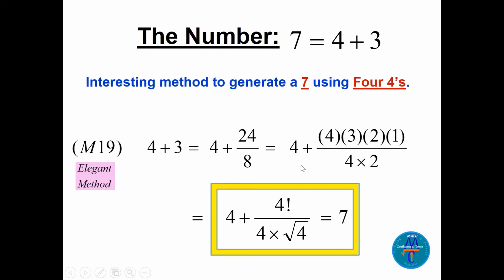So this is an elegant method. 4 plus 3. 3 is 24 over 8. That is 3. I leave 1 4 here. 24, I know 4 times 4 times 2 times 1. So this is 4 factorial. 8 is 4 times 2. So 4, I leave it, times square root of 4. Now look at the number here. 4 plus 4 factorial divided by 4 times square root of 4. That's 7. Using 4 4s.